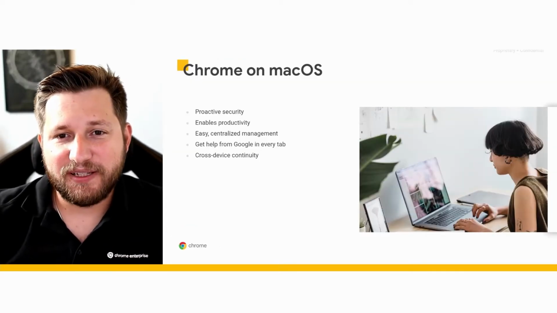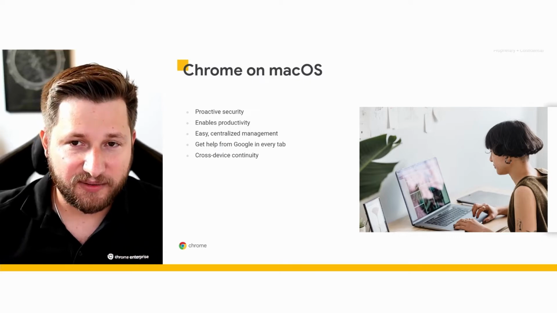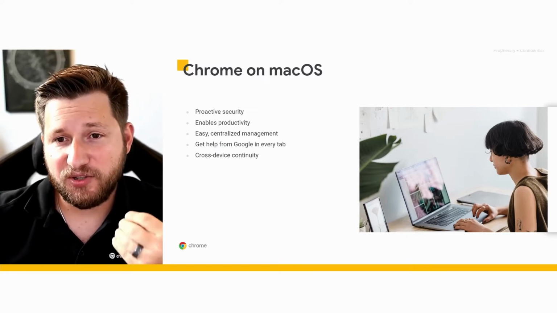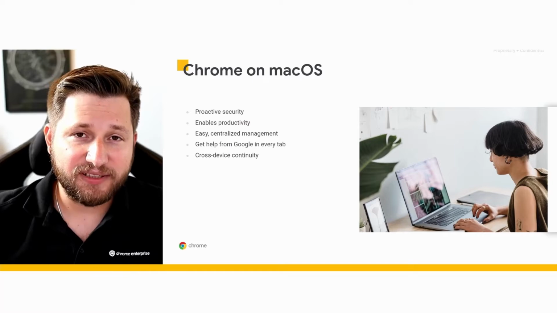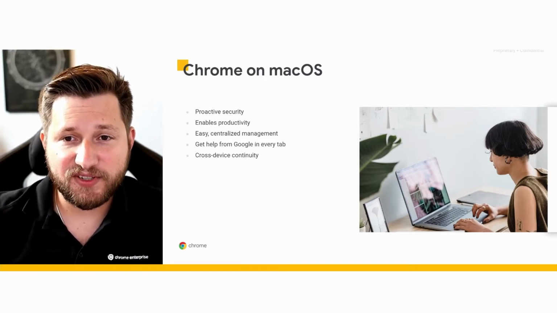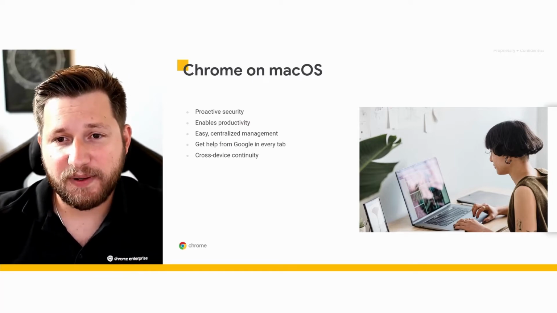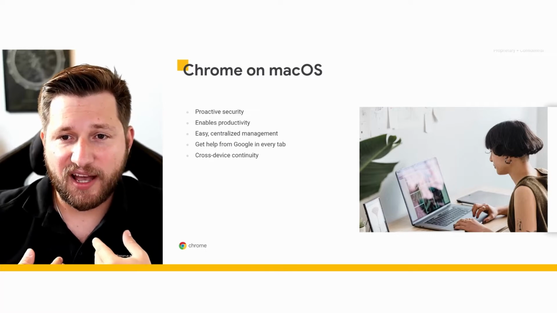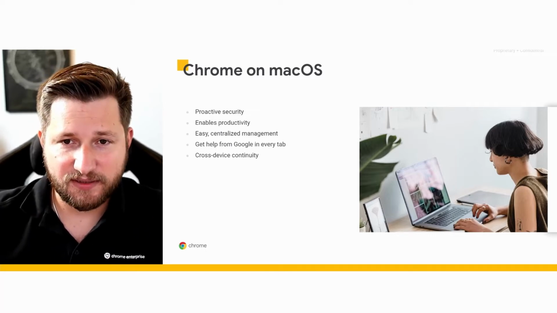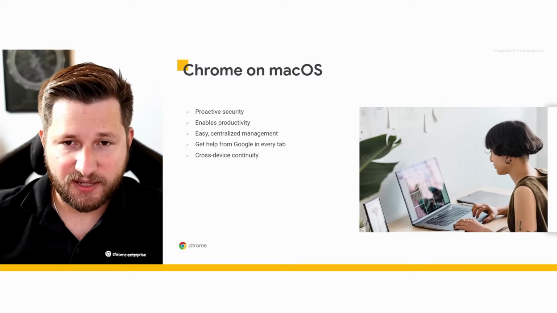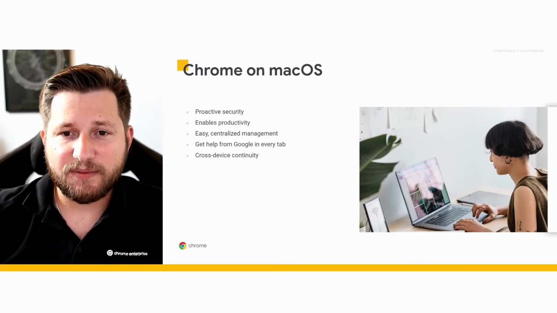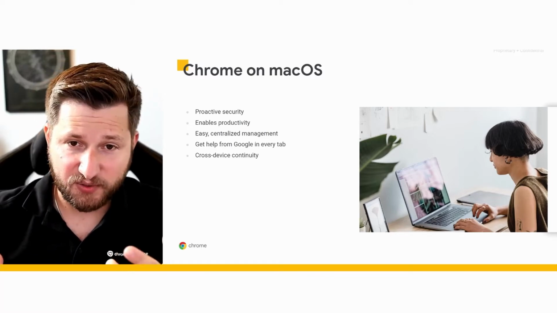Chrome on Mac brings all the benefits of the Google and Apple platforms together, including proactive security, which is a huge focus for our team, and productivity, like the recently launched tab groups feature, which allows you to organize your tabs by theme. For example, right now I have my to-do tabs, my work tabs, and my personal tabs grouped separately. Centralized management simplifies your browser management in one console.